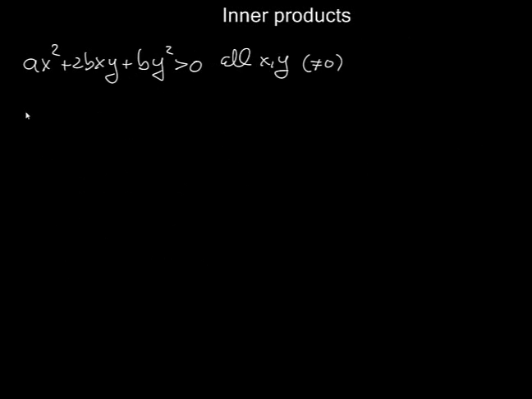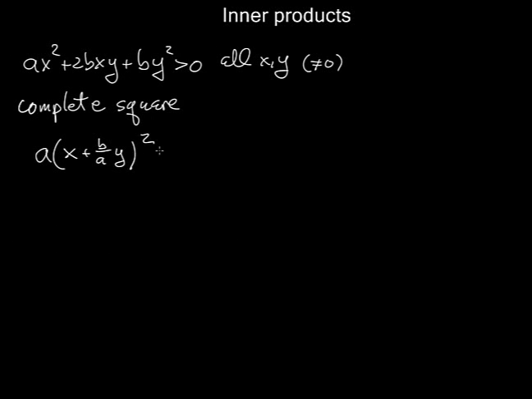Well, if you compute the inner product of the vector xy with itself, you get this expression. And the way you tell whether this is positive is to complete the square. I'll skip the details, but if you complete the square, you get this: a times the quantity x plus b over a y squared, plus c minus b squared over a. And I'd like to know if that's positive for all x and y.